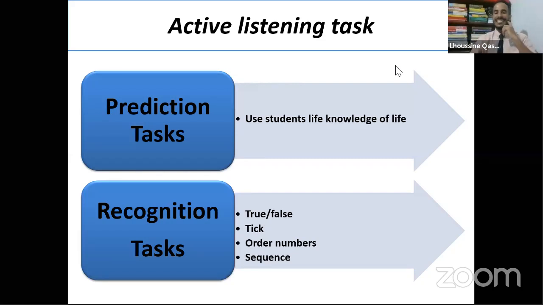Number two, recognition tasks: true, false, tick, order numbers, sequence. There is no room for writing. There is room only for listening and you tick, because it's easy for our learners to listen and tick, to listen and to put into order 1 or 2 or A or B, to listen and to put this sequence. It's very easy. And your job as a teacher is to facilitate. How can you facilitate the learning process of your learners? Is to start with prediction tasks, recognition tasks, then the production tasks. Okay.